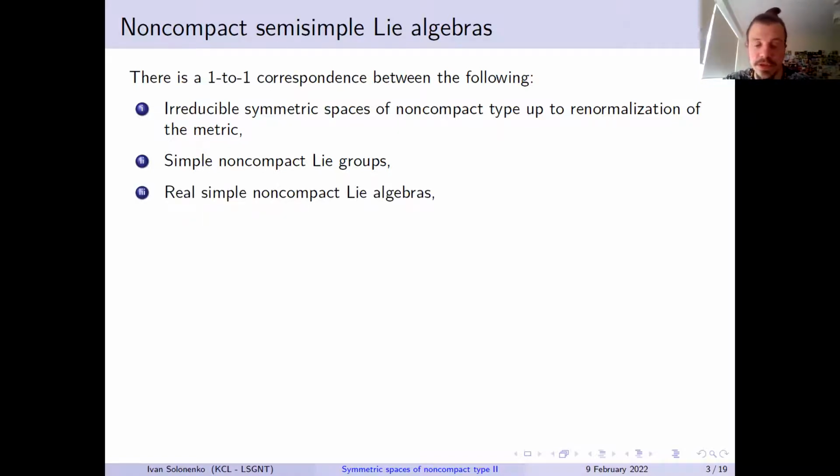And real simple non-compact Lie algebras, where a Lie algebra is called compact if it is the Lie algebra of some compact Lie group. In other words, non-compact means that its Killing form is not negative definite, but somehow semi-definite. Okay, and this correspondence is given by, if you give me a space, I give you the identity component of the isometry group. This will be a simple non-compact Lie group in the irreducible case. And to a Lie group, I assign its Lie algebra.